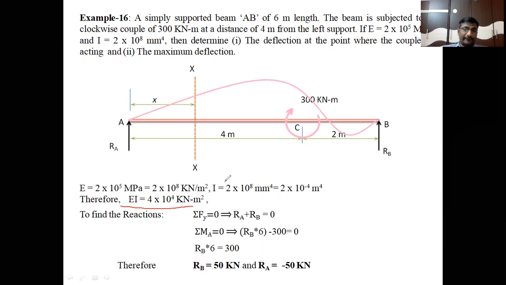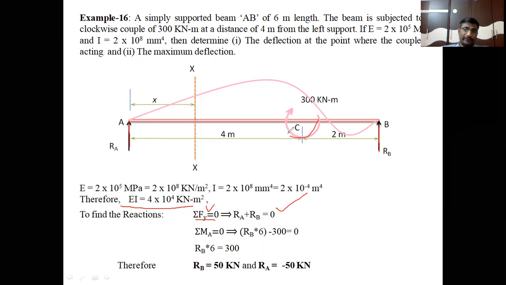So after getting the EI value, you must find the reaction forces. You should find the reaction forces at points A and B. To find the reaction forces, take sigma Fy equal to 0, the equilibrium equation. So what are the loads acting on the beam? There is no vertical load acting on the beam. Therefore, RA plus RB, upward forces and downward forces, is 0. So RA plus RB equal to 0.